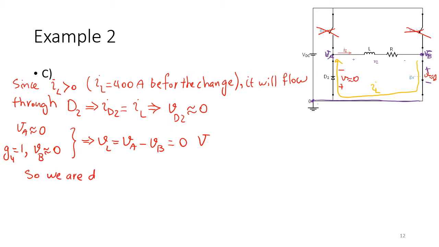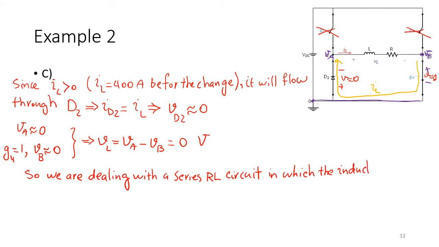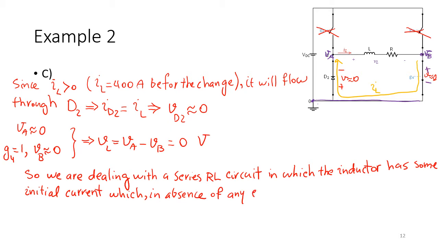So we are dealing with a series RL circuit in which the inductor has some initial current, which, in the absence of any excitation, will decay to 0.